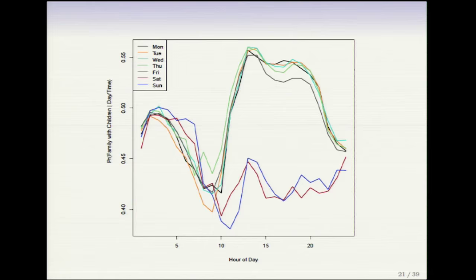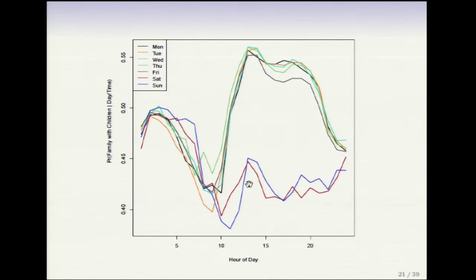This was also kind of cool, I thought. Here we see seven curves, one for each day of the week, and each curve is indexed by hours of the day. I've massaged this plot a little, but essentially the vertical axis is the probability of a family with children given day of the week and time of the day. And it's really nice. For the weekdays, from about 11 or 12 o'clock onwards, the probability of children jumps up, because kids come home from school. And then towards the evening, when parents come home, it drops down again.